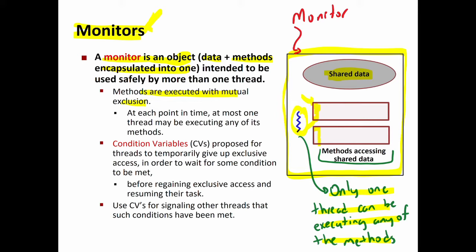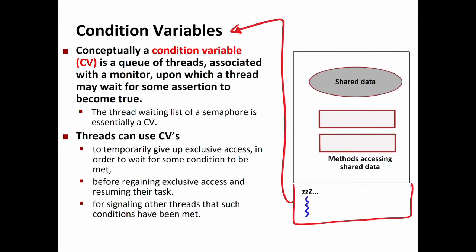But along with the monitor, we have another concept that we need to understand. That's called a condition variable. Conceptually, a condition variable is equivalent to the thread waiting list of a semaphore. If you remember, in the case of a semaphore, when a thread comes to a semaphore with no tokens, with zero or a negative value, it will block itself and wait until another thread comes.